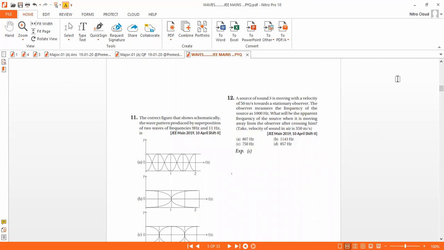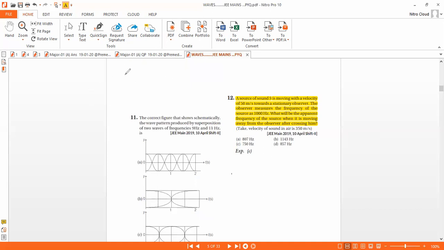A source of sound is moving with a velocity towards a stationary observer. Stationary observer means observer is at rest. The observer measures the frequency. What will be the apparent frequency of the sound when it is moving away from the observer after crossing him?